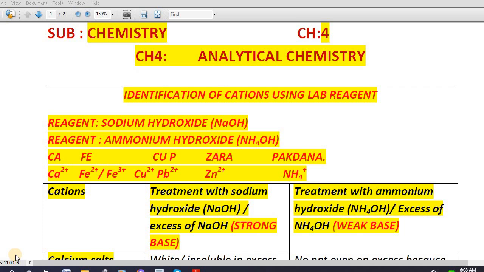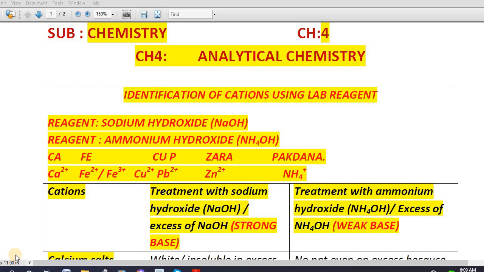For example, I am having an unknown salt. After a series of experiments, I came to know that this salt is made up of two ions, one is cation and the second is anion. So if I come to know about the type of cation and anion in that salt, that type of analysis is called qualitative analysis.